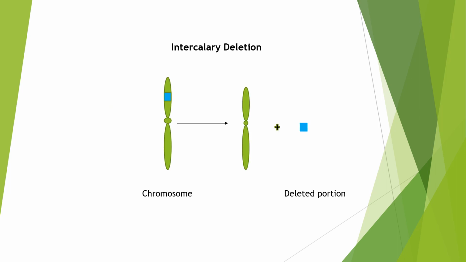The second one is called an intercalary type of deletion. Now in this case there is a deletion of the middle portion of a chromatid arm. That portion is present between the end position and the centromere. So that part gets deleted, which results in shortening of the chromosome.